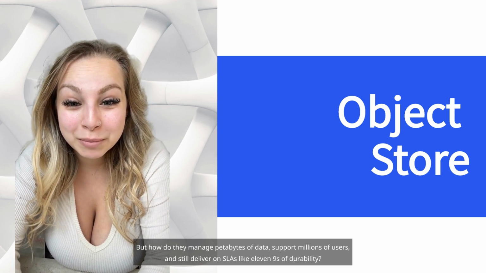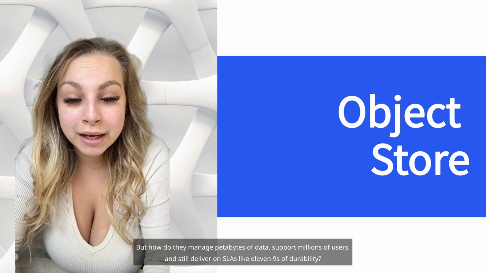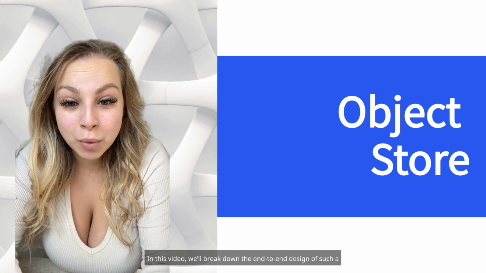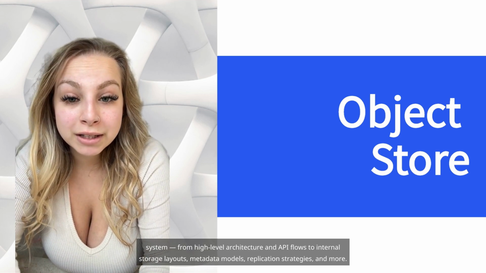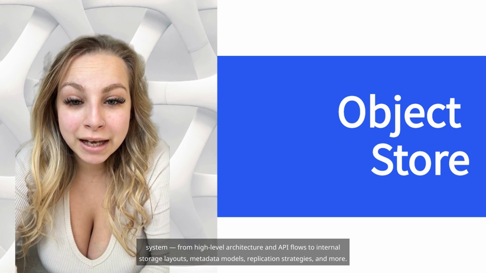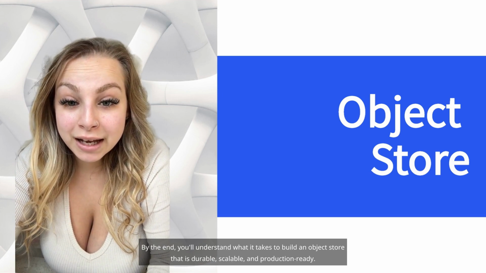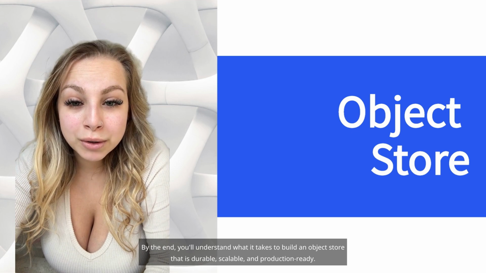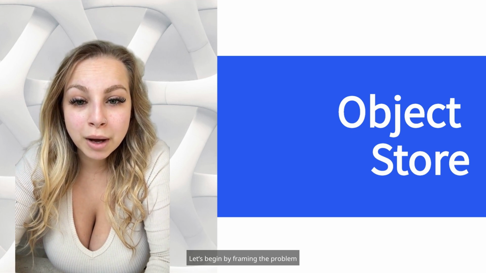But how do they manage petabytes of data, support millions of users, and still deliver on SLAs like 11 nines of durability? In this video, we'll break down the end-to-end design of such a system, from high-level architecture and API flows to internal storage layouts, metadata models, replication strategies, and more. By the end, you'll understand what it takes to build an object store that is durable, scalable, and production-ready. Let's begin by framing the problem.